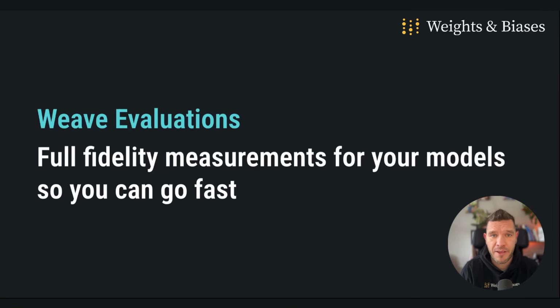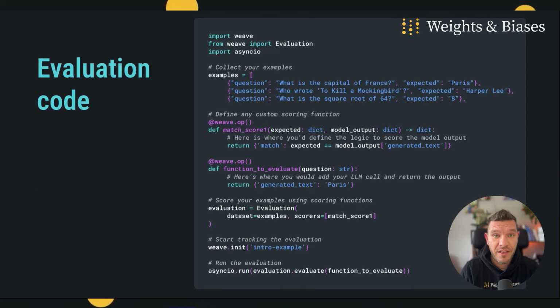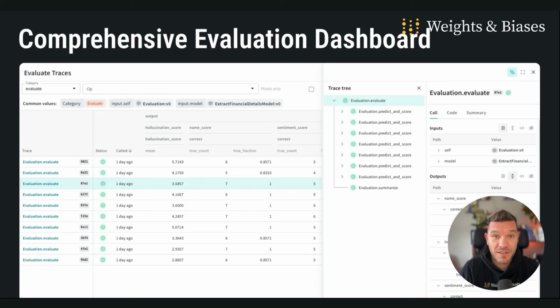Weave Evaluations is a lightweight toolkit that offers unprecedented clarity on your evaluations tracking. Here's some code that gets you a very robust evaluation out of the box. You provide a simple dataset example, a few scoring functions that decide whether or not the answer was good, and the model, the LLM you want to evaluate, and then you run it. What you get in response is this beautiful dashboard that allows you to compare between the experiments and evaluations and track exactly what went wrong when.